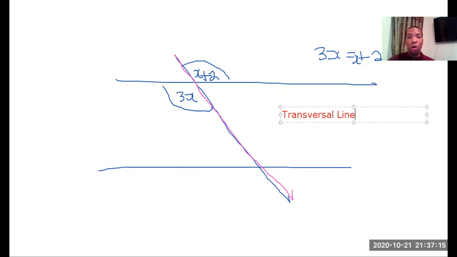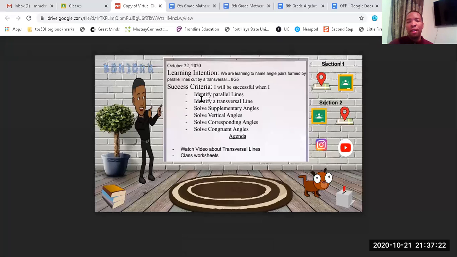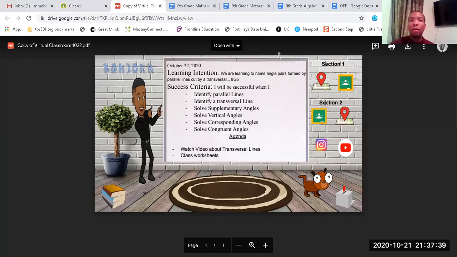Let's go back to our success criteria. If we look at this, we realize that we want to be able to identify parallel lines. We want to be able to identify a transversal line, but also be able to solve supplementary, vertical, corresponding, and congruent angles while we are dealing with all this transversal. So now we'll go ahead and work some of the questions. Let me know if you have any questions about any of this.